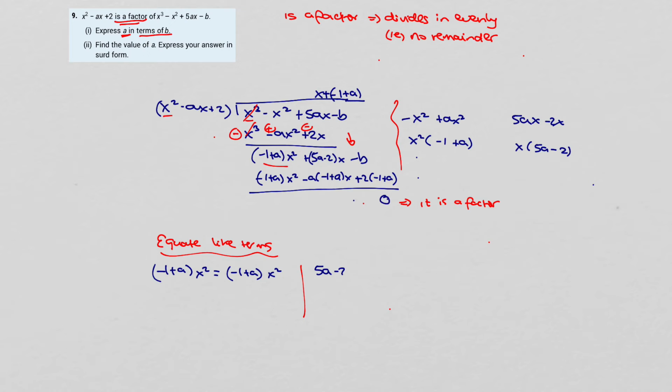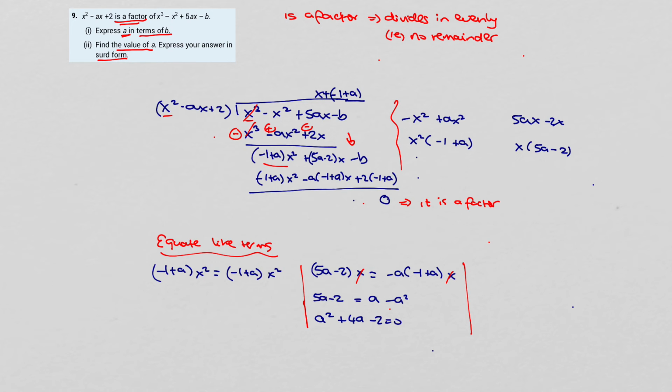So I then have 5a minus 2 times x must equal minus a times minus 1 plus a times x. And x goes into x once. And therefore that gives me 5a minus 2 is equal to a minus a squared. If I bring everything to one side, I end up with a squared plus 4a minus 2 equals 0. In part 2 it says find the value of a, expressing your answer in surd form. So we're going to solve that quadratic, but that's part 2. We'll use that in a minute.